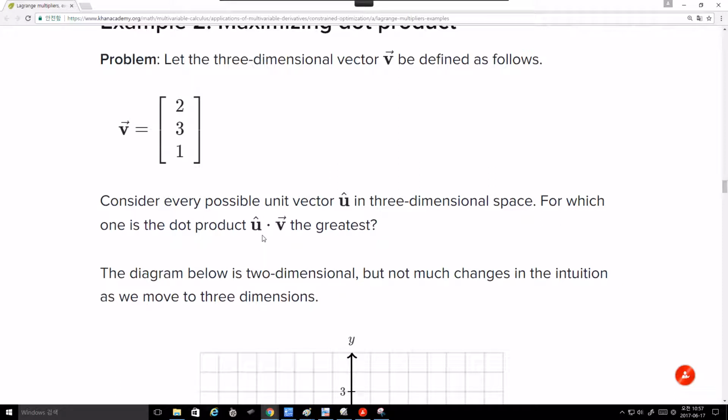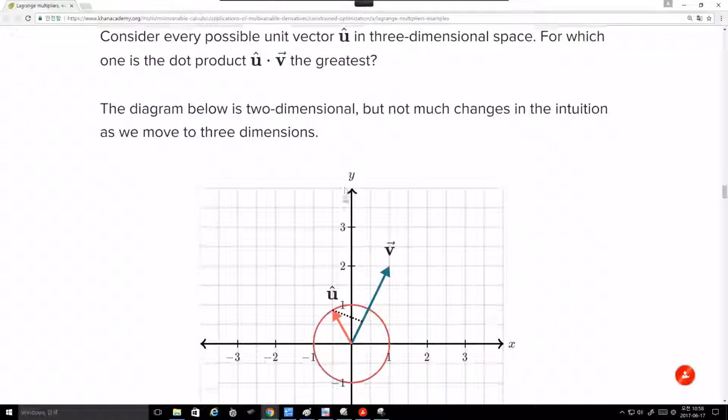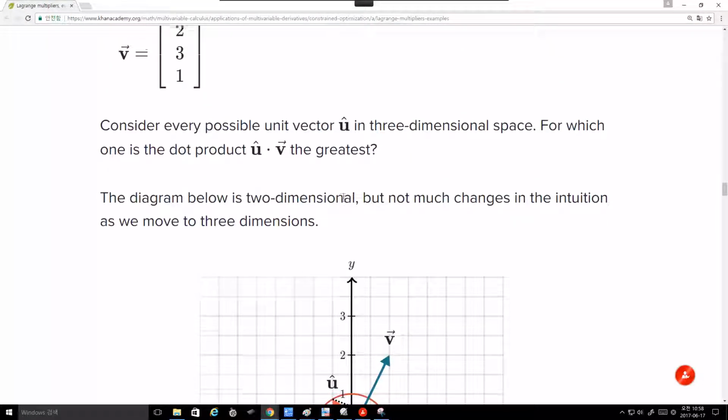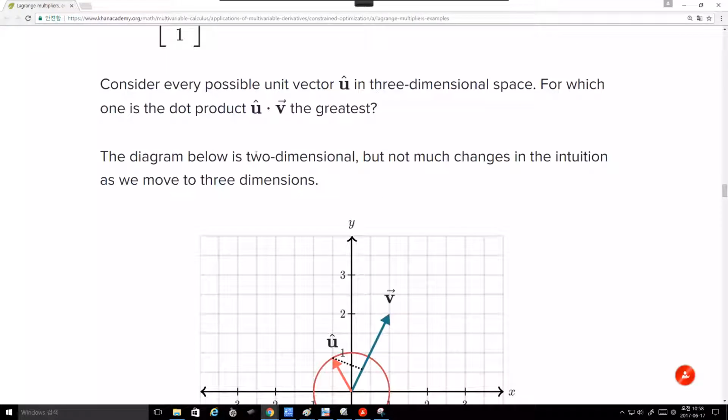So we have a dot product. We learned that the dot product measures the extent to which two vectors are in the same direction. So we can intuitively solve this one. It is a unit vector, which means that the norm, the length of the vector, is 1. So in this case, this is 2, 3, 1.